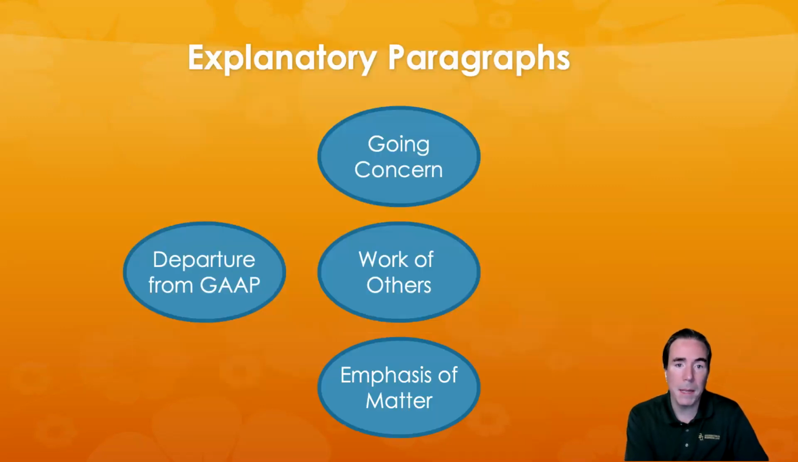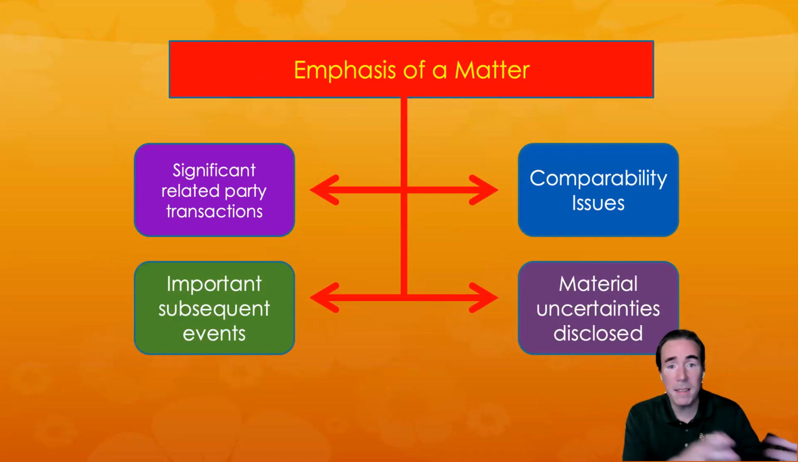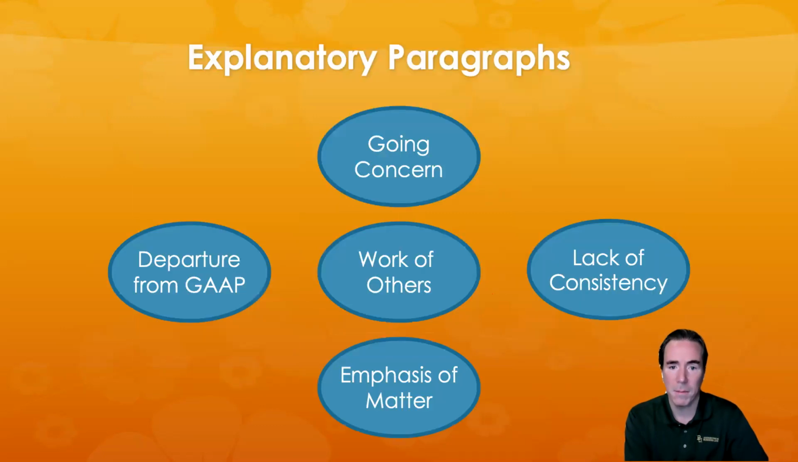Emphasis of matter is a scenario where we simply want to draw the reader's attention to something. It could be a significant related party transaction. It could be subsequent events, and we're going to talk about those later on. Comparability issues, material uncertainties. So you're going to see all these different issues that don't make the financial statements misstated. They just put a context in which the reader needs to know information to understand the financial statements.